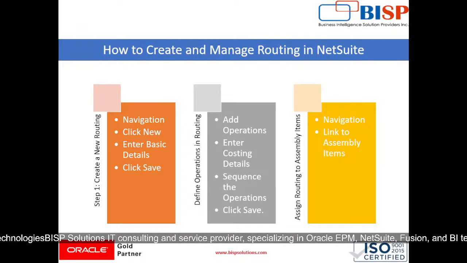After that, assigning routing to assembly items, where we have to click on navigation, where under the list option we get supply chain. Under supply chain, routing is there. Then we have to link to assembly items, where we associate the routing with the correct assembly item.